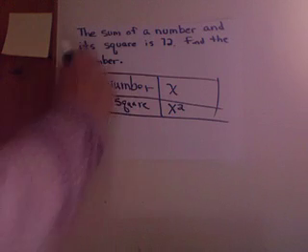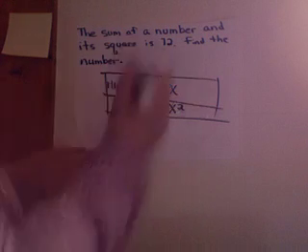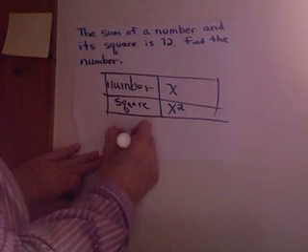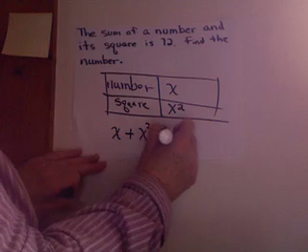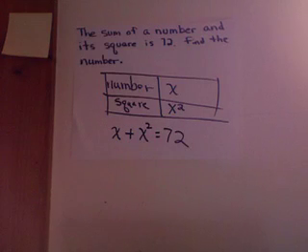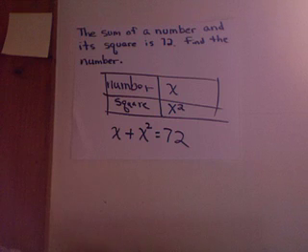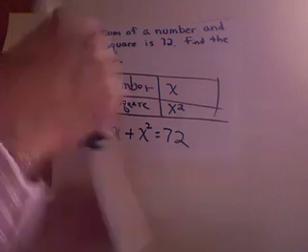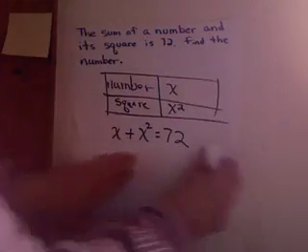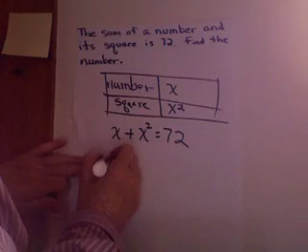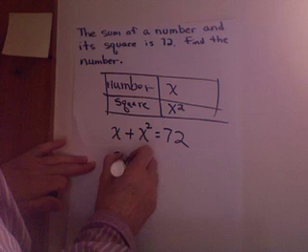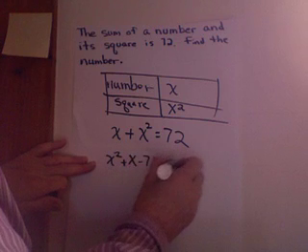Now, the problem says the sum of a number and its square is 72. So x plus x squared equals 72. That's the equation I have to solve. So the first thing I need to do to solve that is to set it equal to 0 and factor. So let's see what happens when I set it equal to 0 and try to factor it. So first I can rewrite it as x squared plus x minus 72 equals 0.